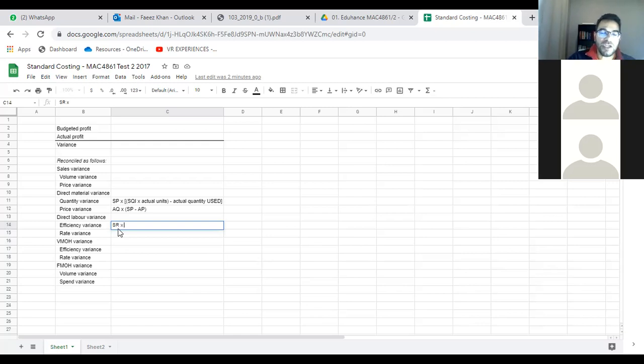But remember, for standard quantity, we need to flex the quantity. So what do we say? Standard quantity of input. That will be how much time was budgeted per unit. So in my earlier example, we said each unit takes 15 minutes. So that is the budgeted time.